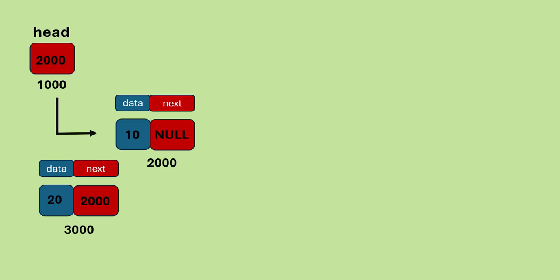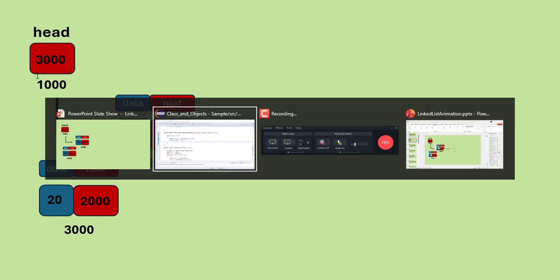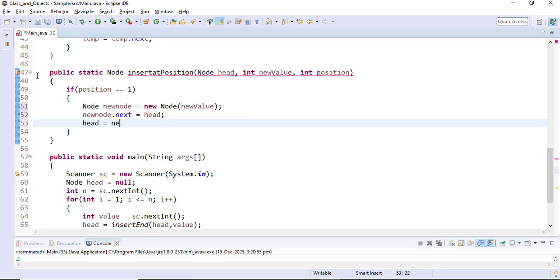Afterwards, the new node address should be taken. That should be stored in head. New node address is 3000. That should be taken. That should be stored in head. Head is equal to new node. That's all. This is how we insert the element at position 1.